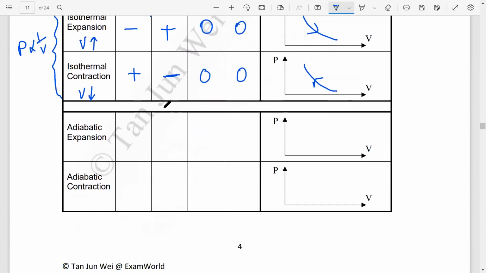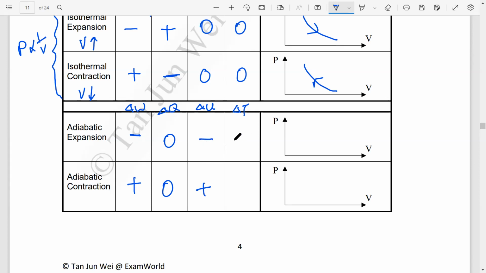Adiabatic simply just means delta Q is zero. Let me just write it again. Delta Q zero. No heat exchange with the surroundings. That's all. Now when expansion, again, this is still negative. This is still positive. So because of that, your delta U is going to be this plus this equals to this. It'll be negative and positive.